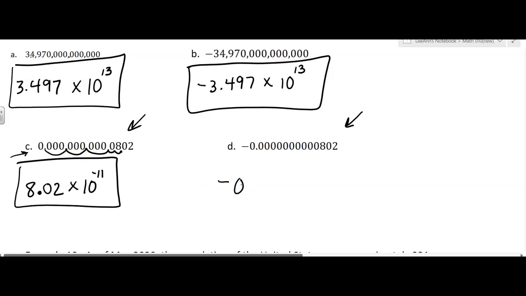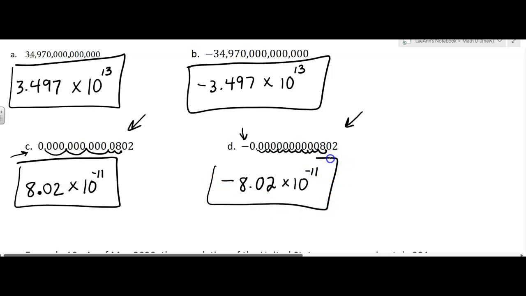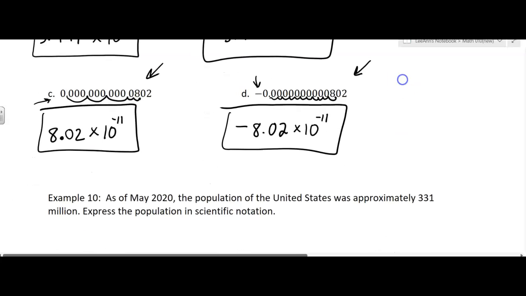So it's going to be, oops, well, I could make that an 8. Oh, sorry, got to make a better 8. So it's going to be negative 8.02. You keep the negative sign just to show which side of the 0 you're on the number line. Okay, so it's negative 8.02 times 10 to the, now it should be the same number, but 1, 2, 3, 4, 5, 6, 7, 8, 9, 10, 11. Negative 11.